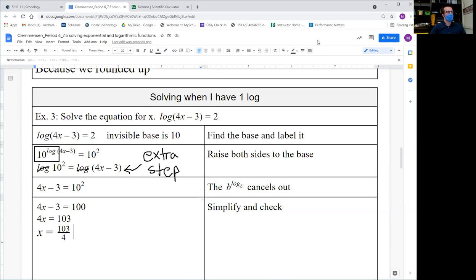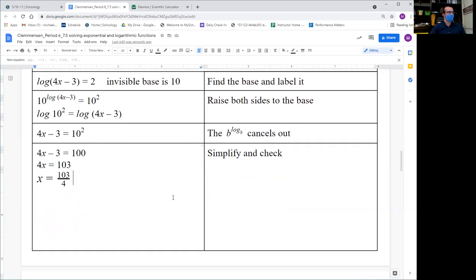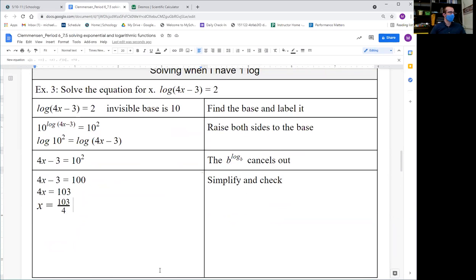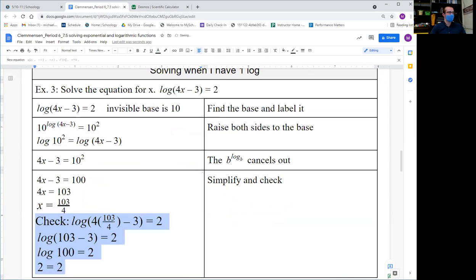Now, just like before, I need to check my answer. I'm going to show you my check right here. I'm going to show the whole thing, go through it. 103 divided by 4 times 4 just gives me 103, because those are going to cancel. 103 minus 3 is 100.